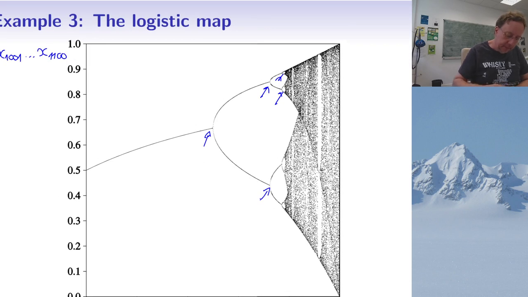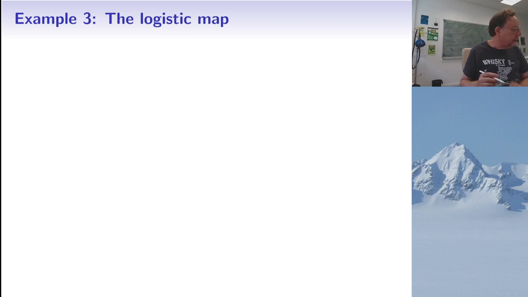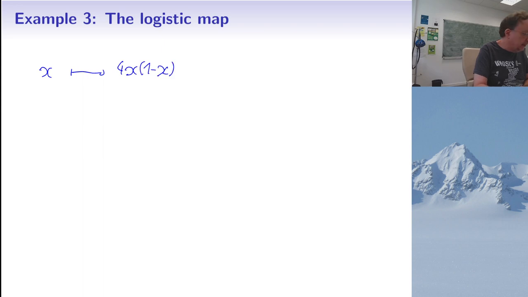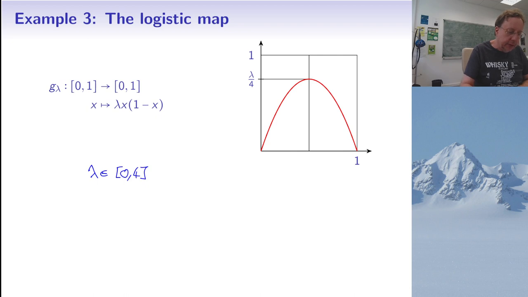So when lambda is equal to 4, the system is actually very chaotic, and it's actually equivalent in a sense to the tent map. So how do we see this? Well, what I claim is, so I have my map going from x to 4 times x times 1 minus x, and that is the map G4. So what I should point out is that if lambda is equal to 4, the maximum here is actually equal to 1. So I can really reach any value between 0 and 1.